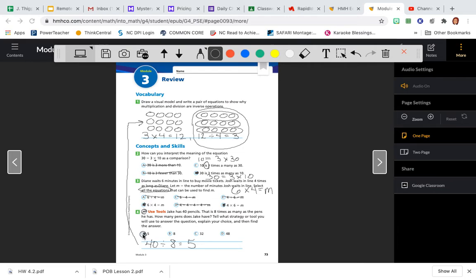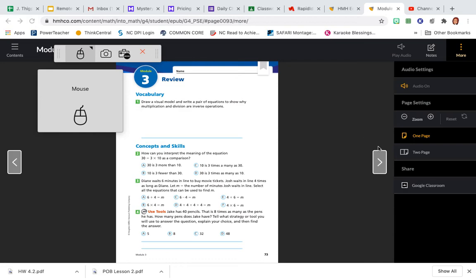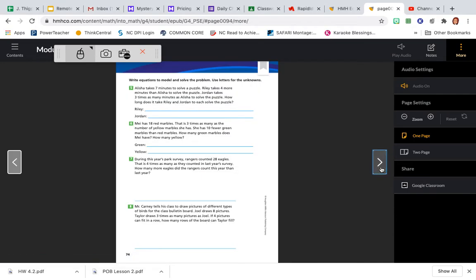Now, I want you to make sure that you go to the back, page 74, and complete that page on your own. Then I would like for you to take a picture, send it to me, and then I will look over it for you. So on the back, page 74, it says to write equations to model and solve the problem. Use letters for the unknowns. So again, looking for the keywords.